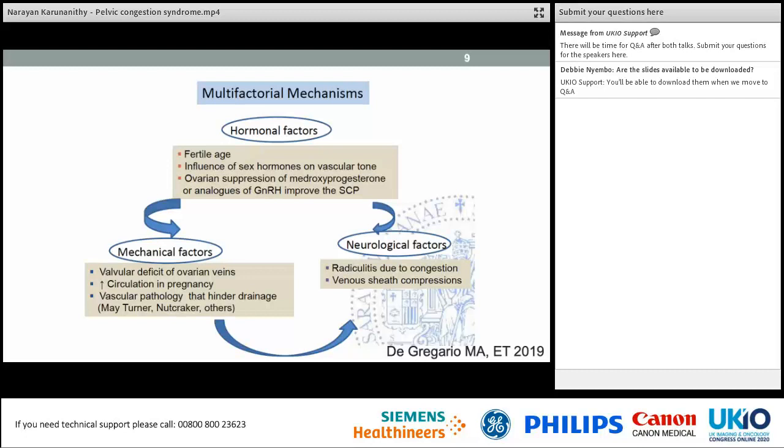And in addition, there may be a neurological component to the pain, because the venous congestion or the reflux can result in a radiculitis, and the engorged veins can result in compression of nerve sheaths, causing pain also. To really unpick this can be a challenge, but imaging therefore needs to play a role, where other factors are also taken into account.